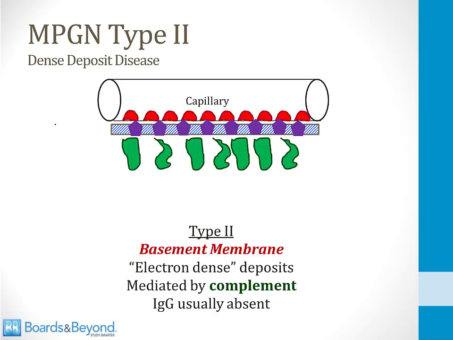MPGN type 2 is the more rare form of MPGN. It's also called dense deposit disease. And the reason it's called dense deposit disease is because electron dense deposits build up in the basement membrane. I've shown these in purple in this drawing on the slide here.